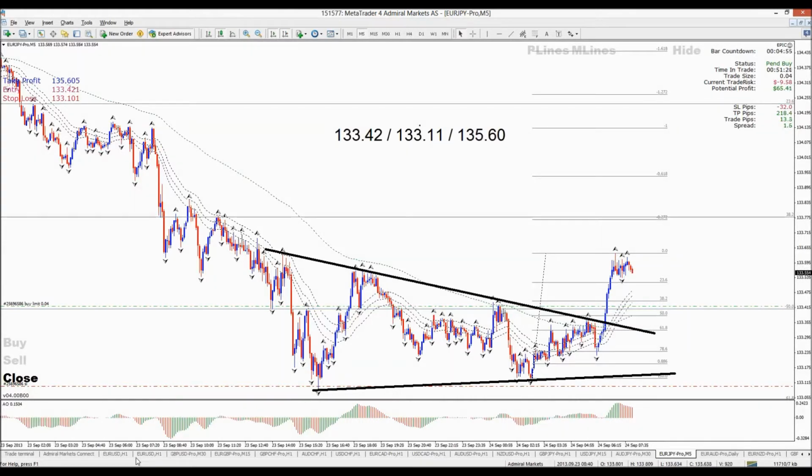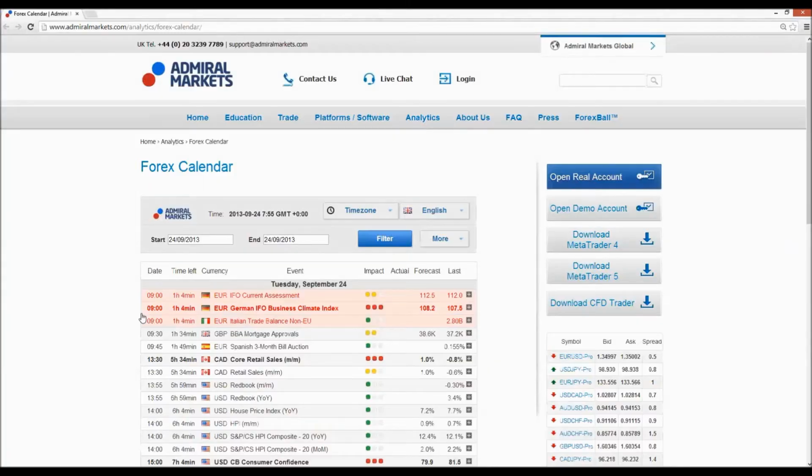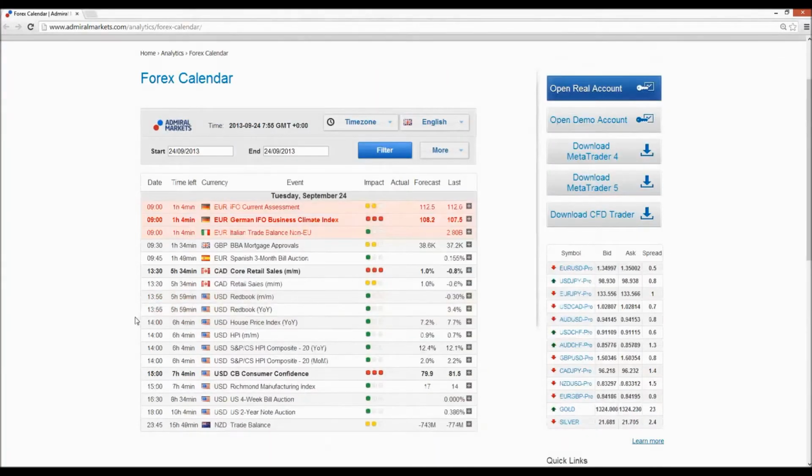In fact, first, before we do that, I promised you the Forex calendar, didn't I? Let's do that first. We have Euro German IFO business climate in 1 hour 40 minutes. We have CAD retail sales, and we have USD CB consumer confidence. The rest of the week is otherwise quite minor. There's no significant impact, just some usual red impact news. Alrighty, back to our charts.